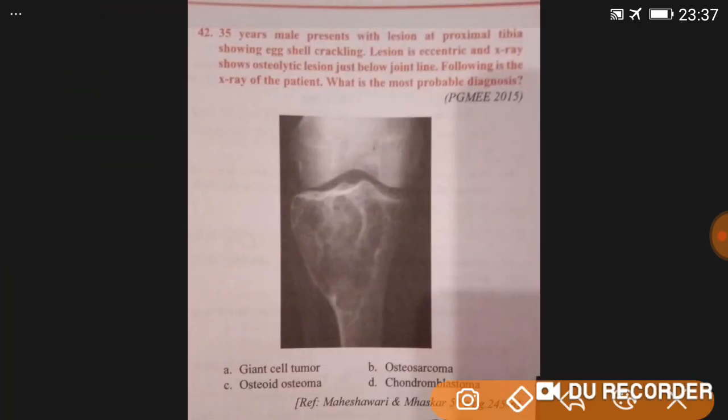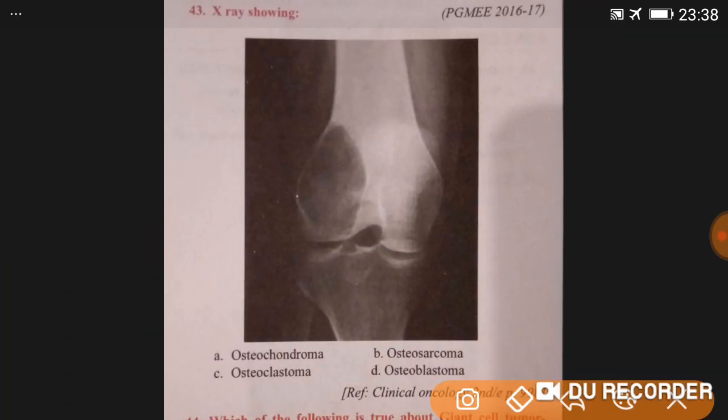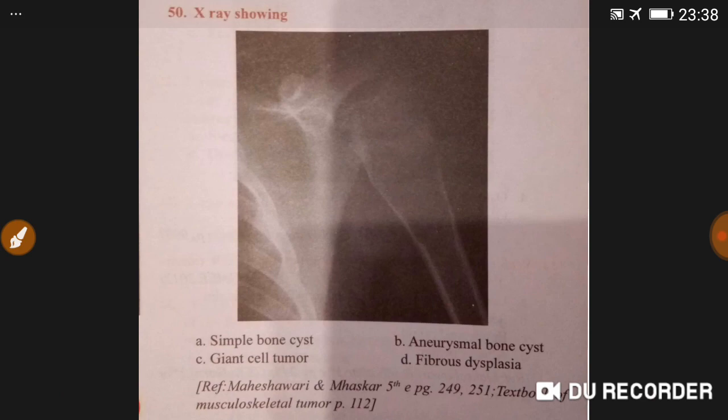A 35-year male presents with a lesion of proximal tibia showing eggshell crackling. Lesion is eccentric and X-ray shows an osteolytic lesion just below the joint line. Following is the X-ray of the patient. What is the most probable diagnosis here? Giant cell tumor. X-ray showing here osteoclastoma. X-ray showing here simple bone cyst.